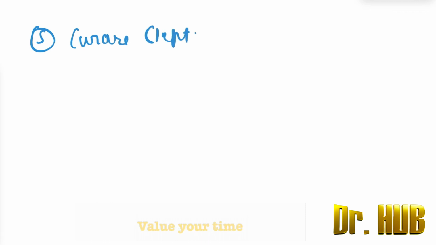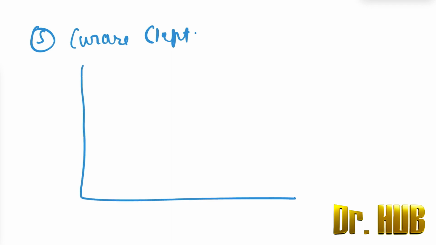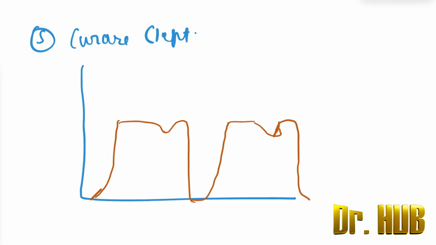Then we move on to type 5, which refers to the curare cleft. So how does this look? In terms of curare cleft, there is an increase and a small depression. Let's go again. There's an increase and a small depression, and then again an increase, then again a small depression, and then it comes down. So this is the curare cleft.